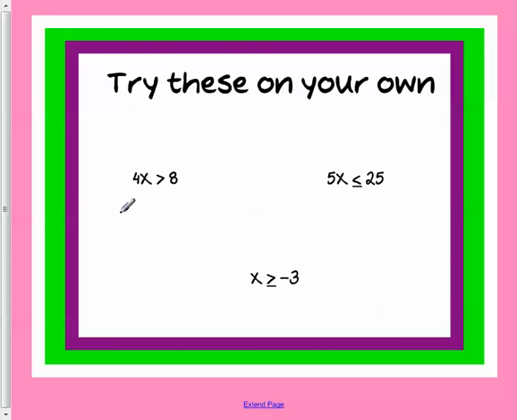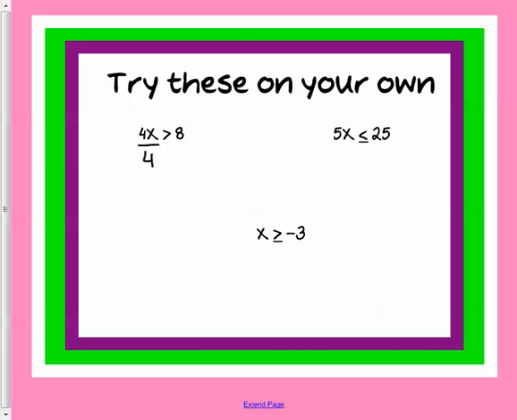All right, your turn. Try these on your own, and I will be back in just a second to show you what I did. All right, so the first step is I'm going to divide by 4. So x is greater than 2. And when I graph that, I put 2 and 3 and 1 on the sides here. And it's an open dot because it doesn't include the 2, but it includes everything greater.